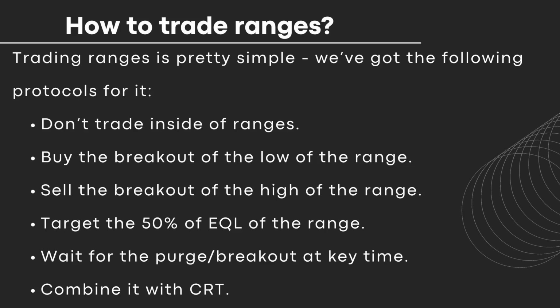And last but not least, combine it with CRT. What I mean by that is when you're looking for a purge of the range to trade, more often than not you're going to find that there is a CRT at the top or the bottom of the purge, and you can trade that CRT in the lower time frame, and that will provide you with the highest probability entries. These sort of CRTs are always high probability and work best. So combine ranges with CRT.